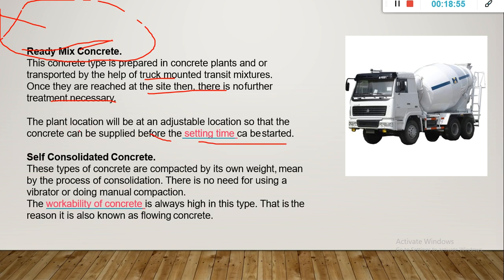Then self consolidated concrete. This type of concrete is compacted by its own weight, meaning by the process of consolidation. There is no need of using a vibrator or doing manual compaction. The workability of the concrete is always high in this type. That's the reason it is also known as flowing concrete. Flowing concrete is basically used where the workability of the concrete should be large, so where workability besi lage.